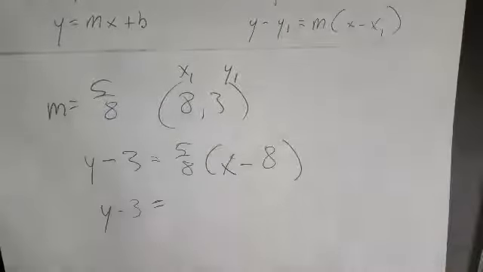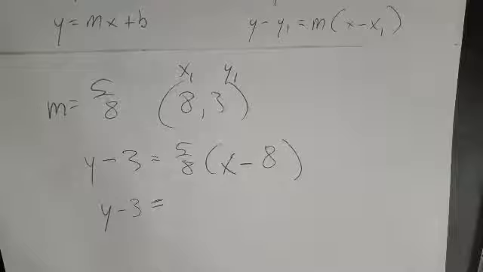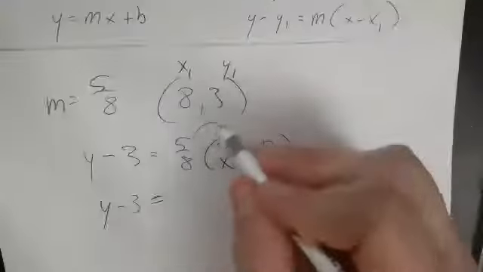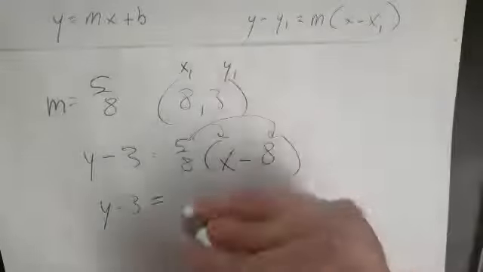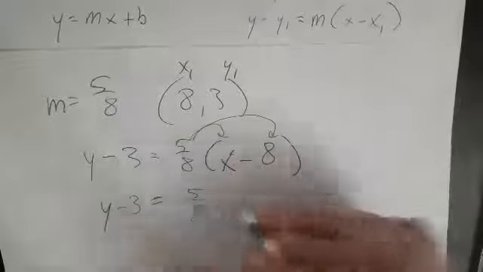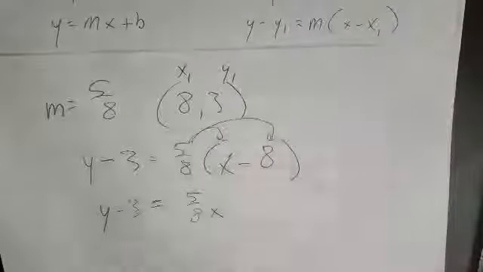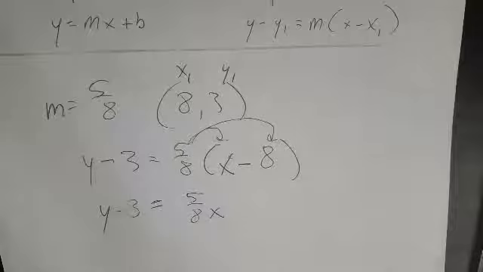Add 3. Yeah. Before you do that, what do you want to do? Oh, do you distribute here too? Yeah, so you want to do some distribution. So the first thing I see is what, 5/8 x. Minus 5. Yeah, that's it.